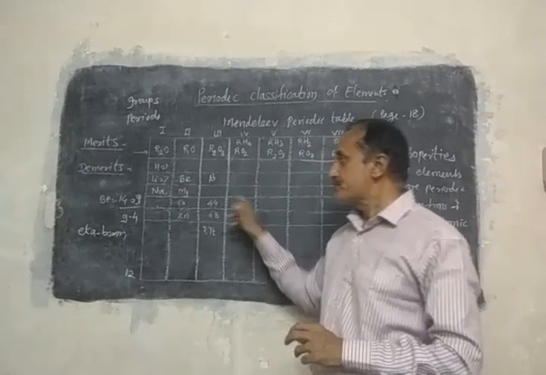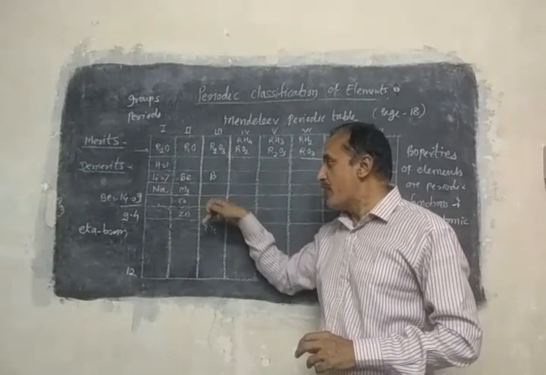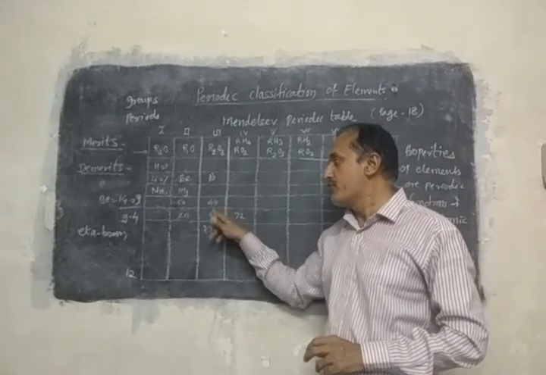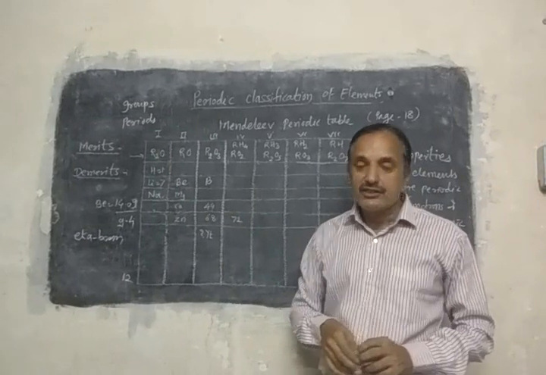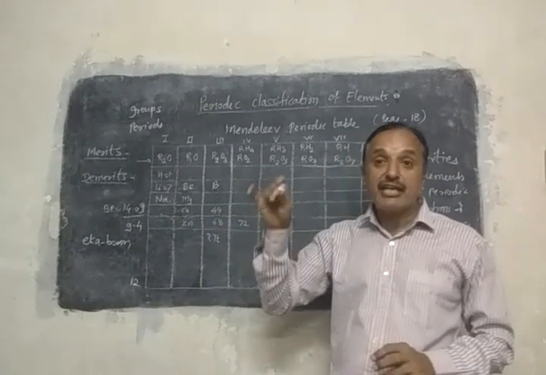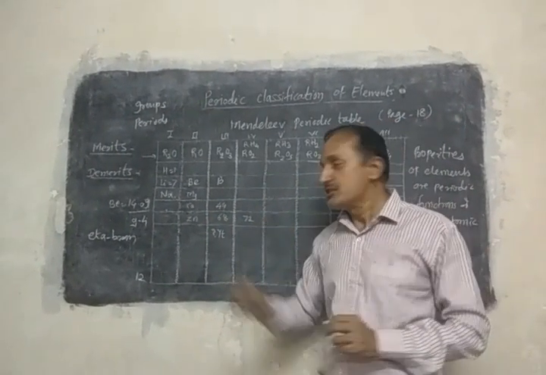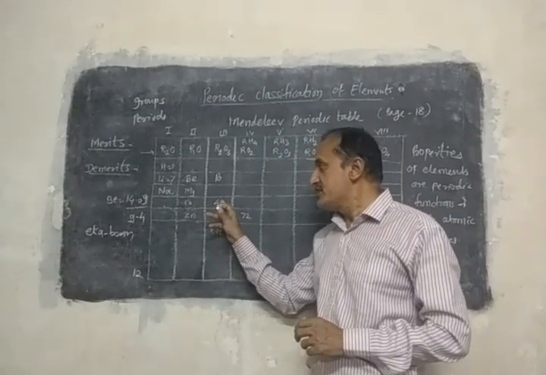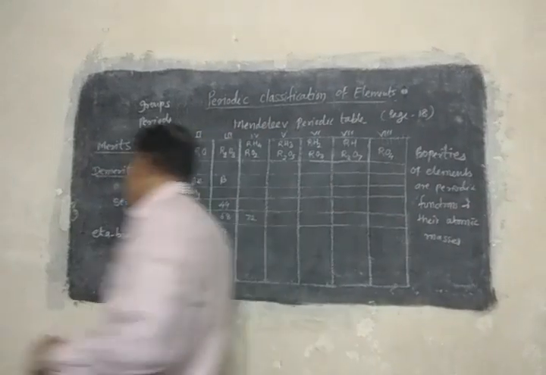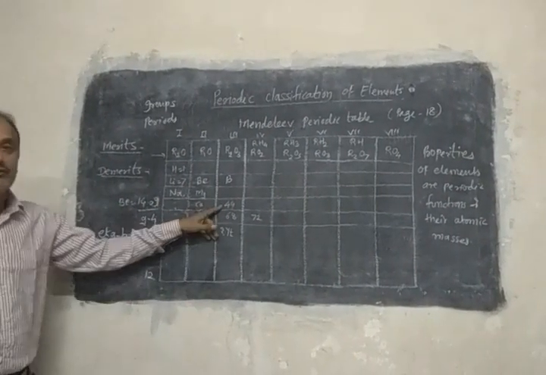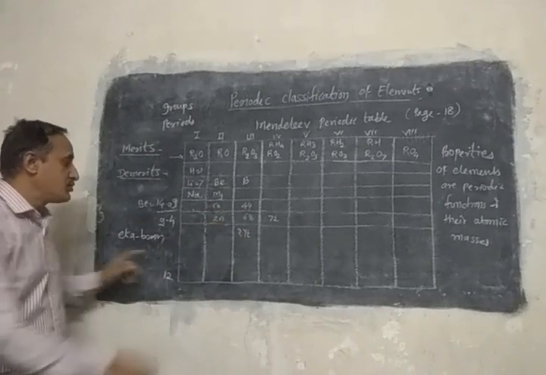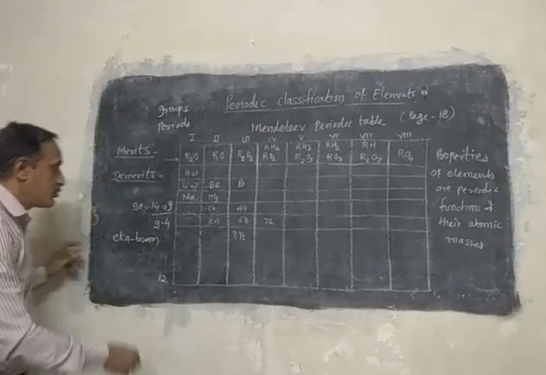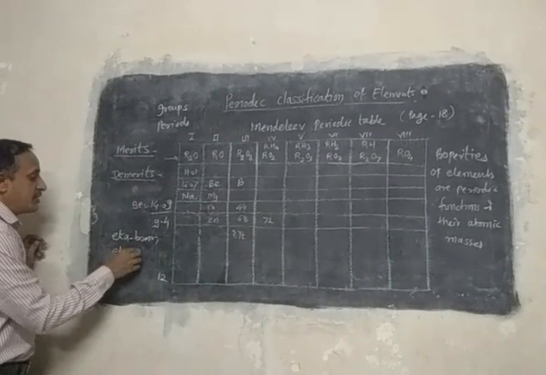Now in that table, Mendeleev left some vacant places, and he wrote only the numbers 44, 68, 72. These three elements were not discovered at the time of Mendeleev, because when he was making the table, these three elements were not discovered. He wrote there, and the first is Ika boron, that is 44. It was named Ika boron by Mendeleev.